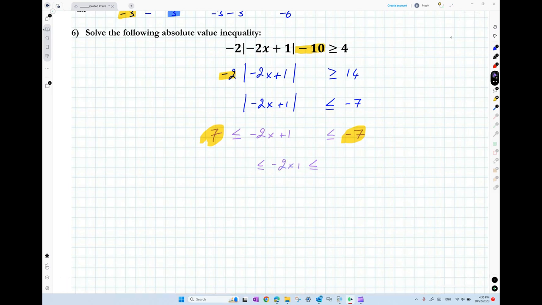variable, so first I'm going to cross over this addition of 1. I'm going to have negative 8, and then I'm going to have positive 6. And then I'm going to cross over this multiplication by negative 2, so I'm going to flip the signs again. And I'm going to have 6 divided by negative 2 is negative 3, and negative 8 divided by negative 2 is positive 4.